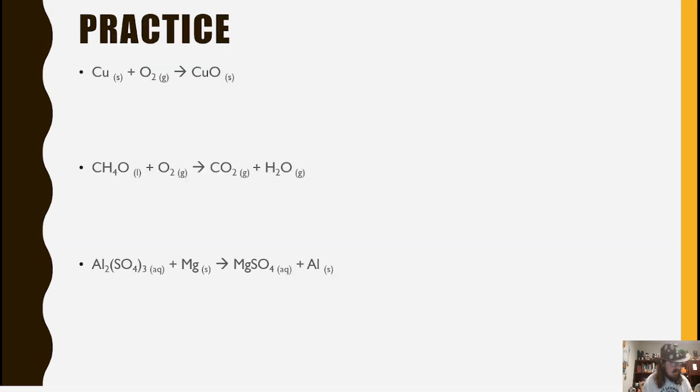Now, we have these 3 practice equations. So, how do we balance them? I'm going to take them one at a time. They're not hard. I will purposely leave out the states of matter because they are not going to be useful right now.